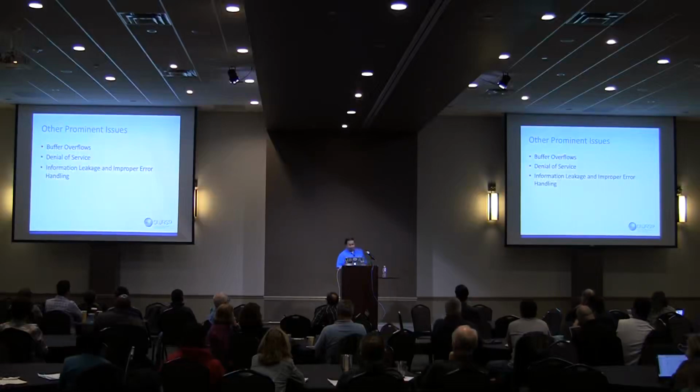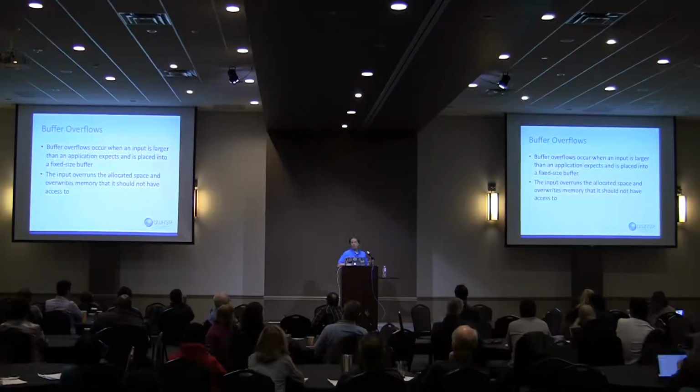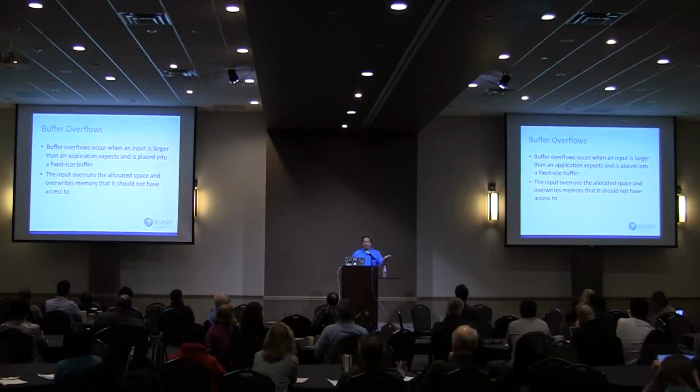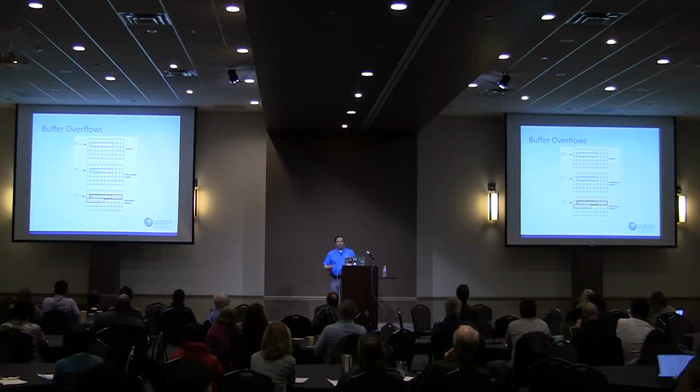And we still, every once in a while, will see CVEs for buffer overflow vulnerabilities. So it's not bad. Buffer overflows occur when input is larger than an application expects, and it gets put into a buffer that's the size that we expected. The input then overruns the allocated space and overrides memory that it really shouldn't have access to. So if you think about memory as one big continuous block of space, when we want to put something into memory, we allocate what's called a buffer, which is the space of memory that we expect to use for our application.